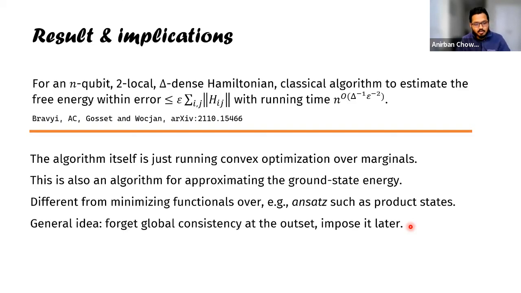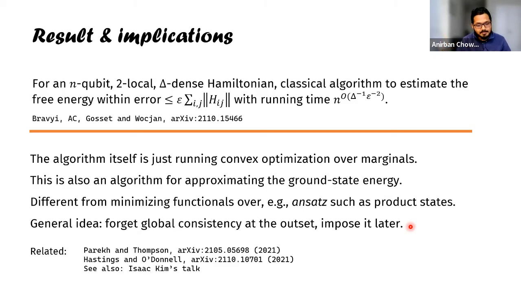The general idea here is that you forget global consistency at the outset and impose it later through this rounding map. And there were a bunch of similar works at this QIP using similar ideas of these SDP or convex relaxations for these quantum ground state problems.